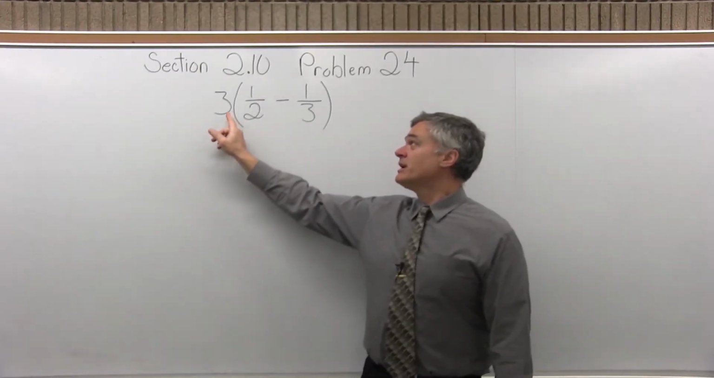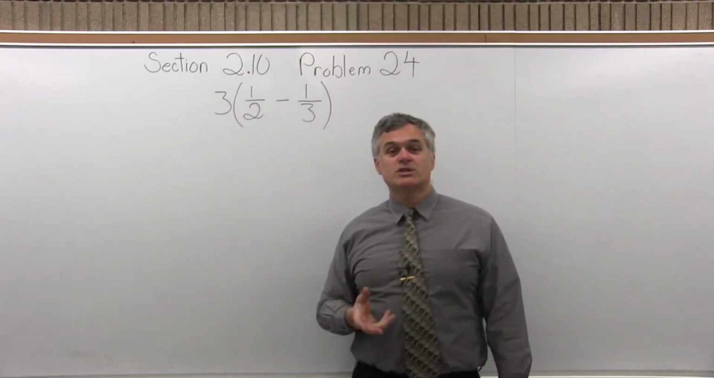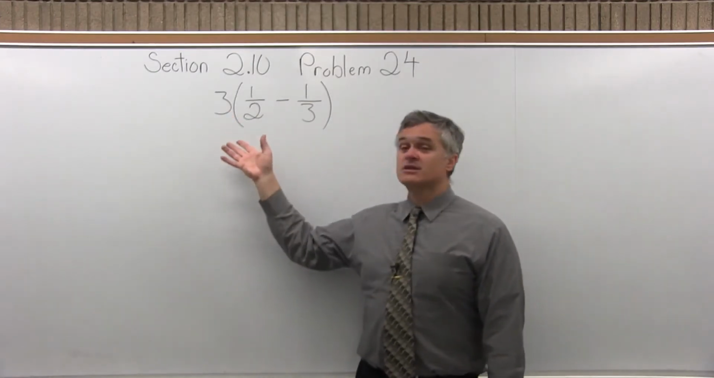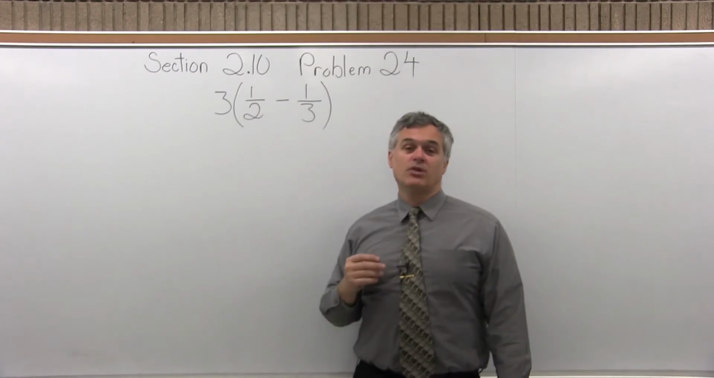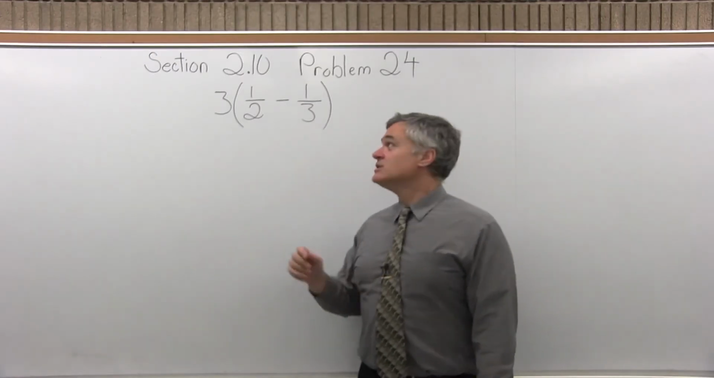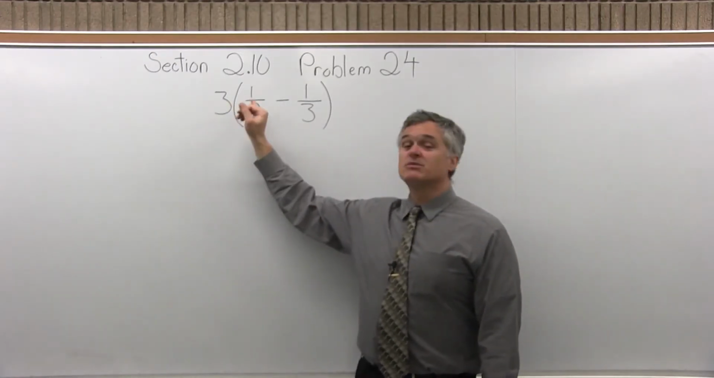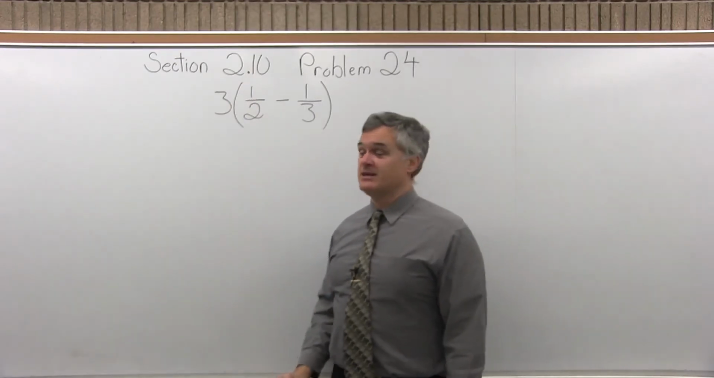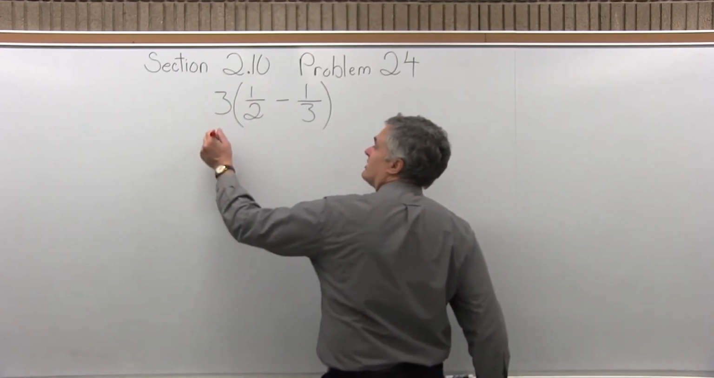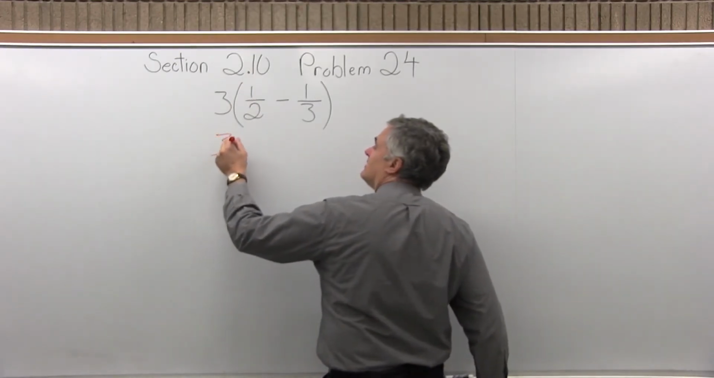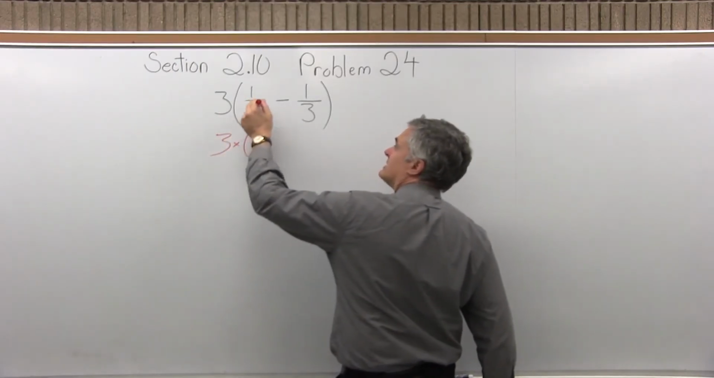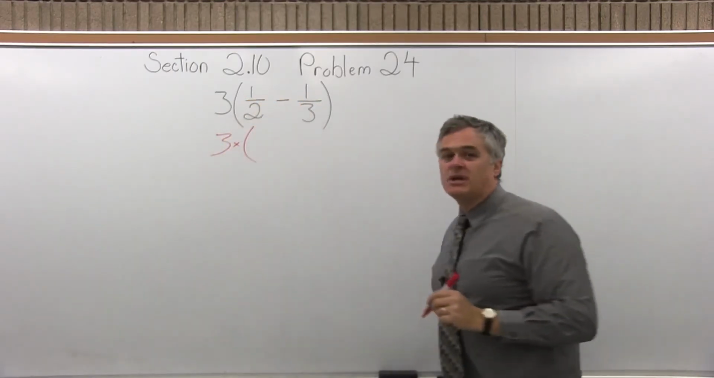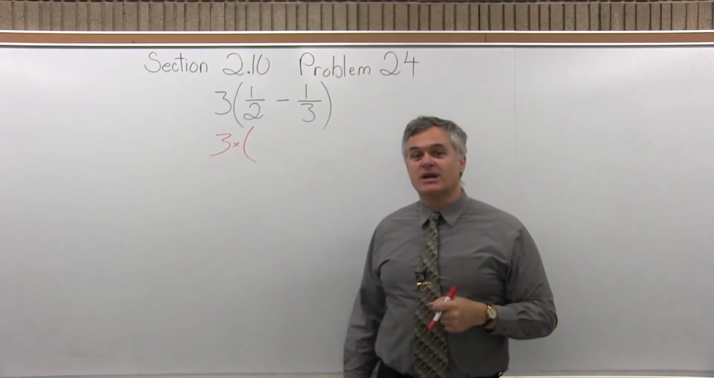And the other thing I'll point out is when there's no operation clearly indicated, like the 3 next to the parentheses, what's implied is multiplication. So even though they don't write 3 times the parentheses, that's really what they mean. So let me start by doing this. 3 times, and then in parentheses, I need to make a common denominator in order to subtract 1/2 minus 1/3.